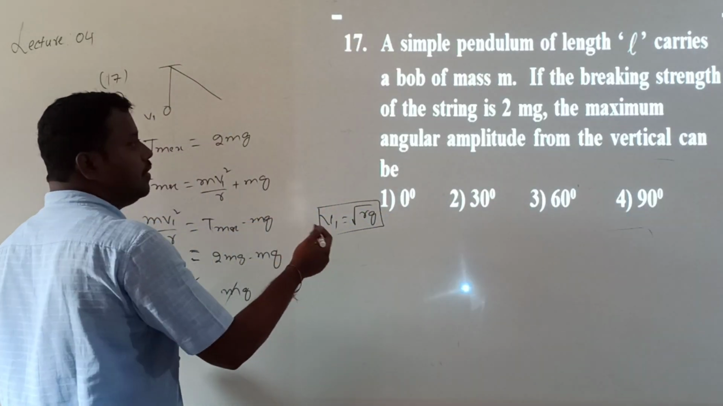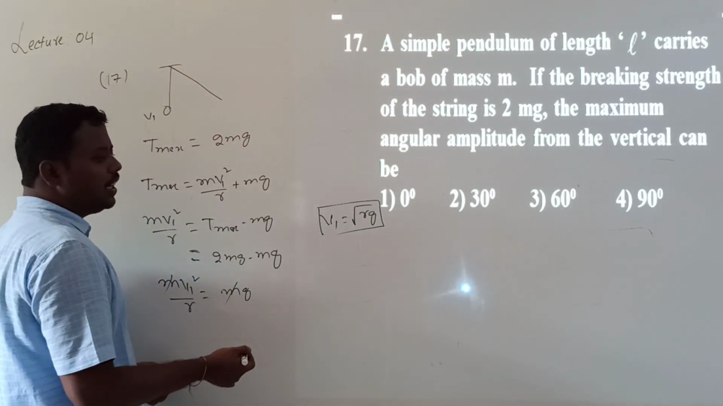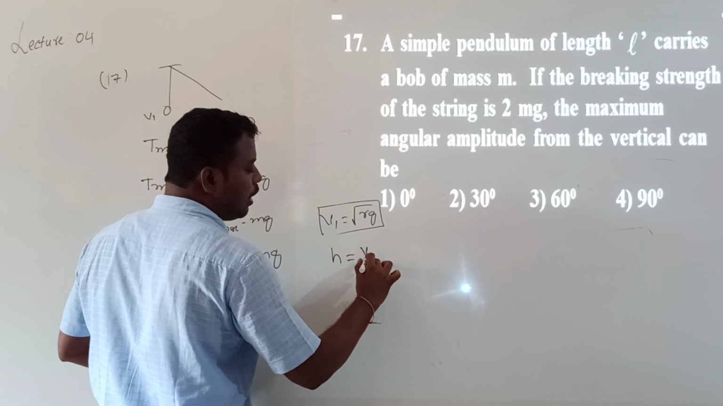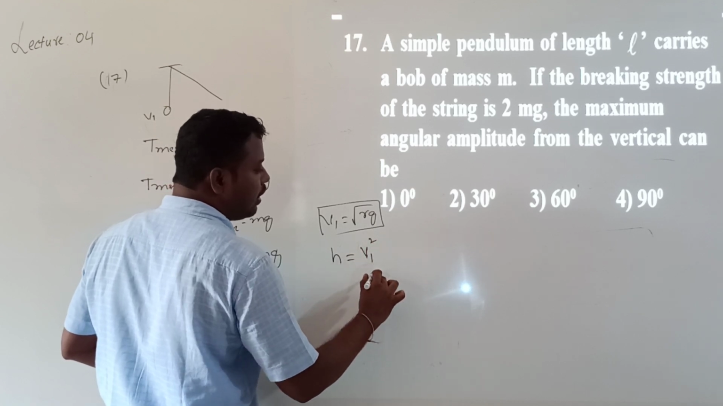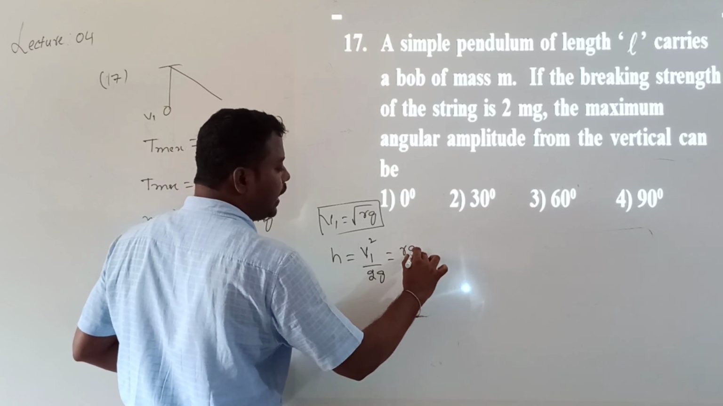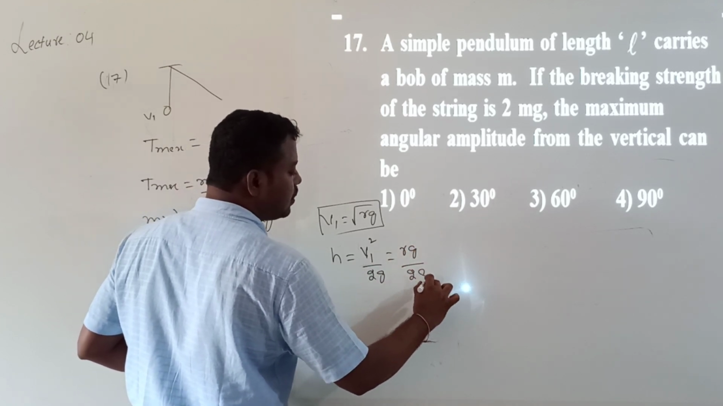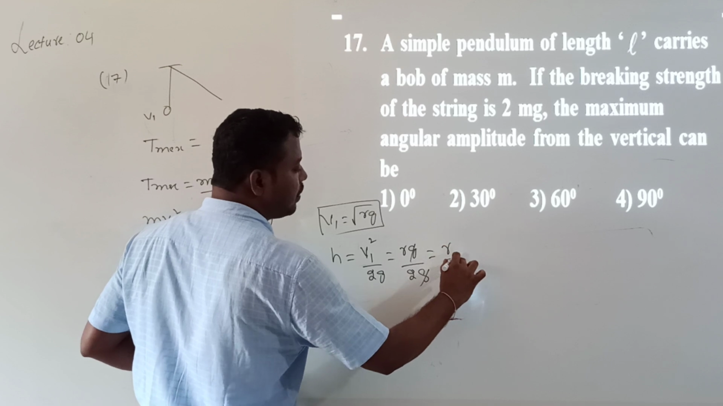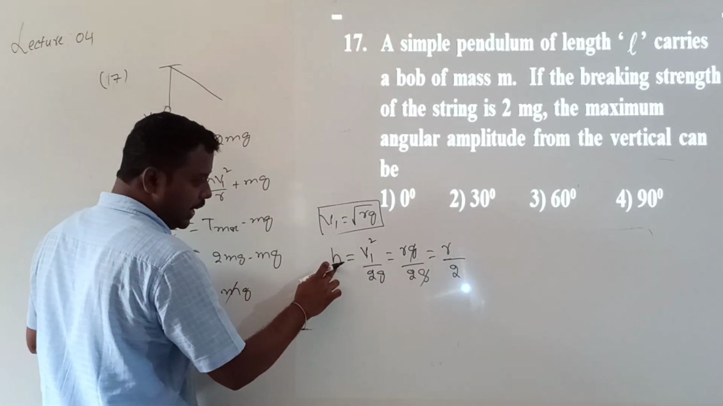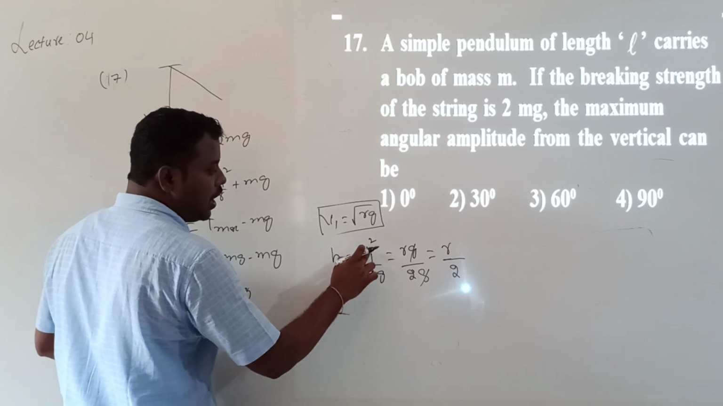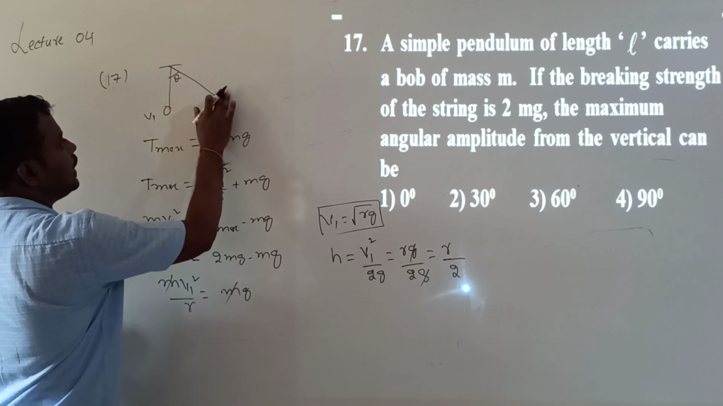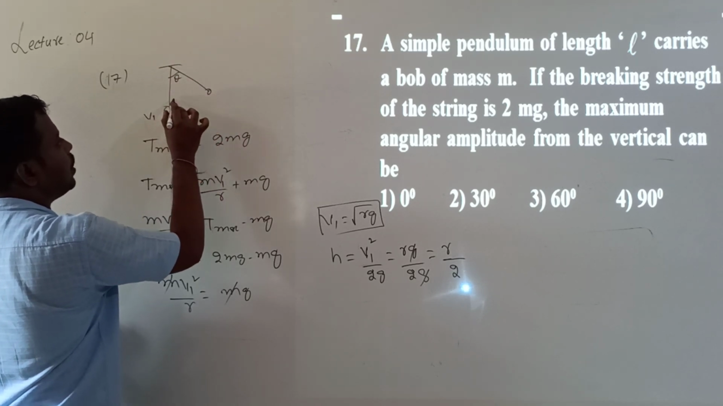What is the maximum amplitude they are asking us to calculate? We can calculate the height up to which it will go. The height is given by v square divided by 2g, that is r g divided by 2g, so that is r by 2. Whenever a body is projected with a velocity v1, the height it will reach is given by v1 square by 2g. But here the string is making an angle theta. So what is the height of the point from the ground?